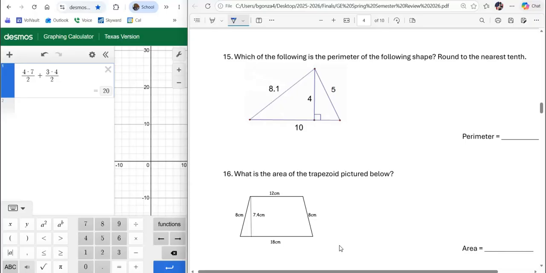The perimeter of the following shape. Well, we already have all 3 sides, so perimeter is 5 plus 10 plus 8.1. 23.1.